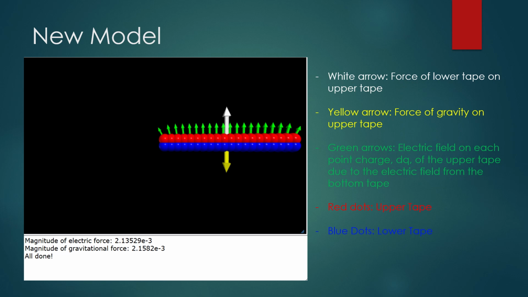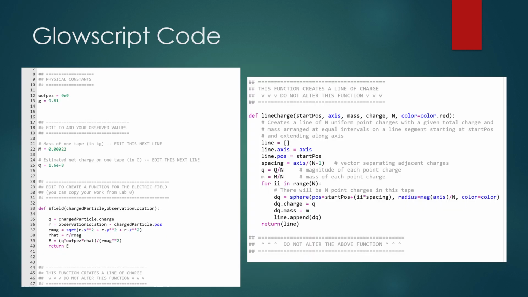And the red dots represent the upper tape, and the blue dots represent the lower tape. The magnitude of the electric force on the upper tape is 2.13529 times 10 to the negative third, and the magnitude of the gravitational force is basically the same thing, 2.1582 times 10 to the negative third, which makes sense. Newton's law dictates that those two magnitudes should be balanced and pointing in opposite directions, which they are. Here's the GlowScript code. Based on that force our model spat out, we were able to estimate the net charge to be 1.6 times 10 to the negative eighth coulombs.